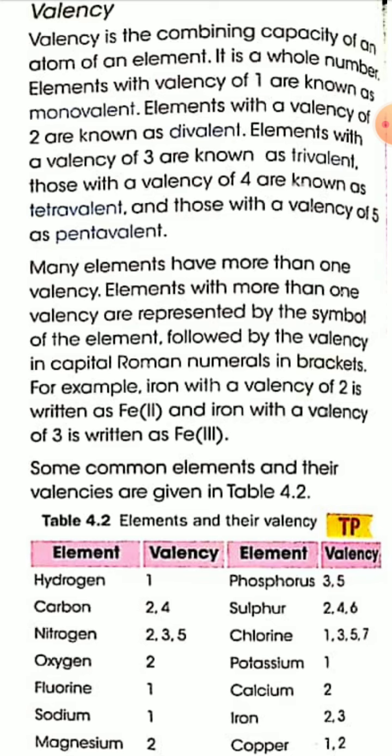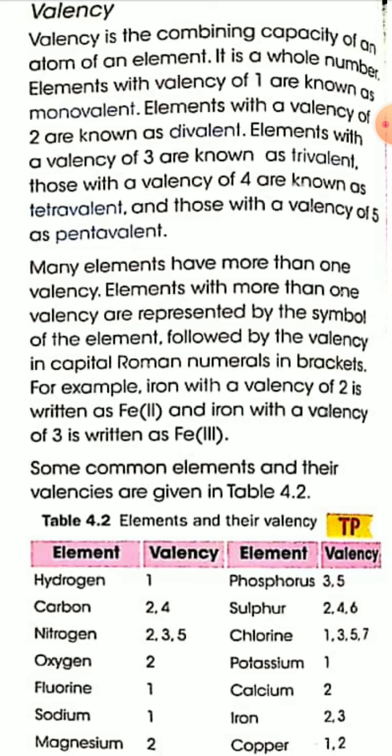For example, iron can show two valencies, plus 2 and plus 3. So how to represent the two valencies of iron? One is Fe(II) and another is Fe(III). For Fe(II), the symbol of iron is Fe, and within the bracket you write 2 in Roman numerals. For Fe(III), you write 3 in Roman numerals within the bracket.